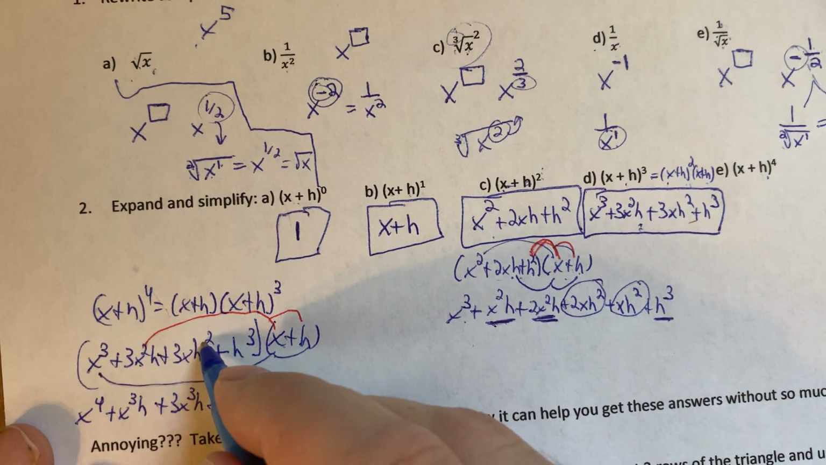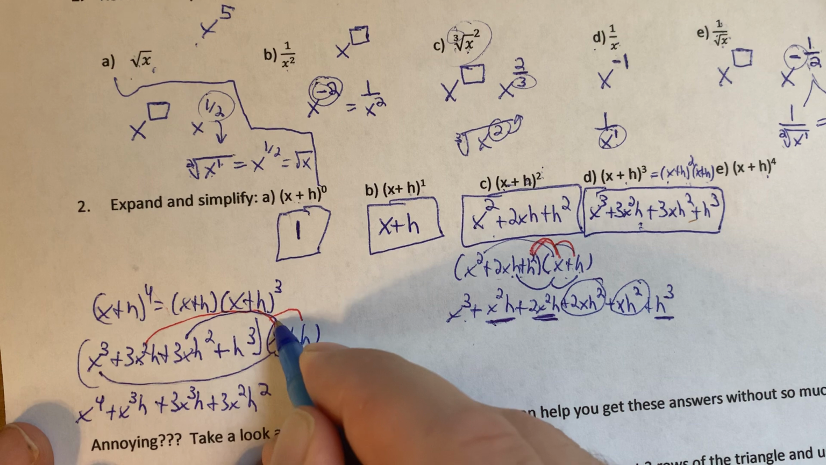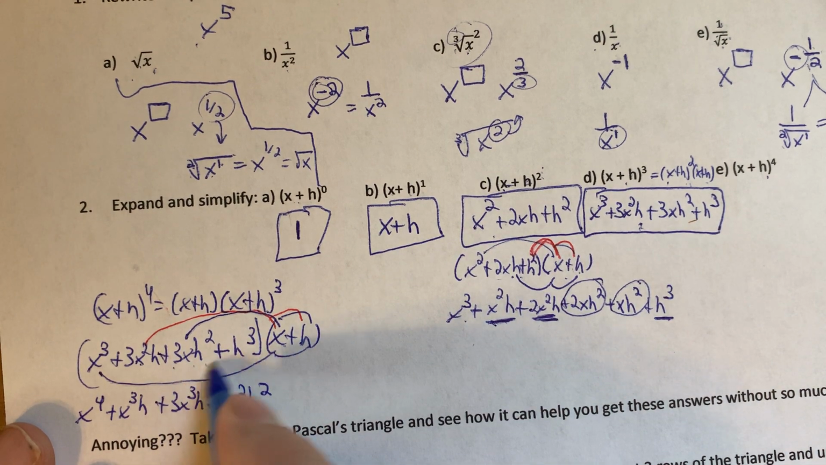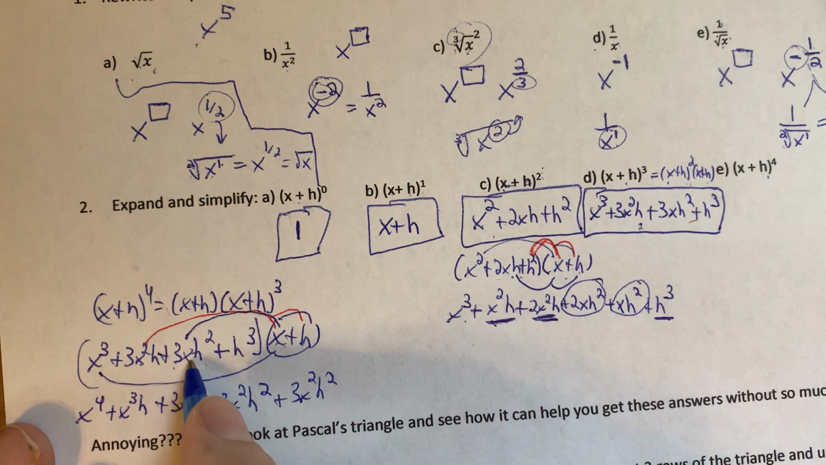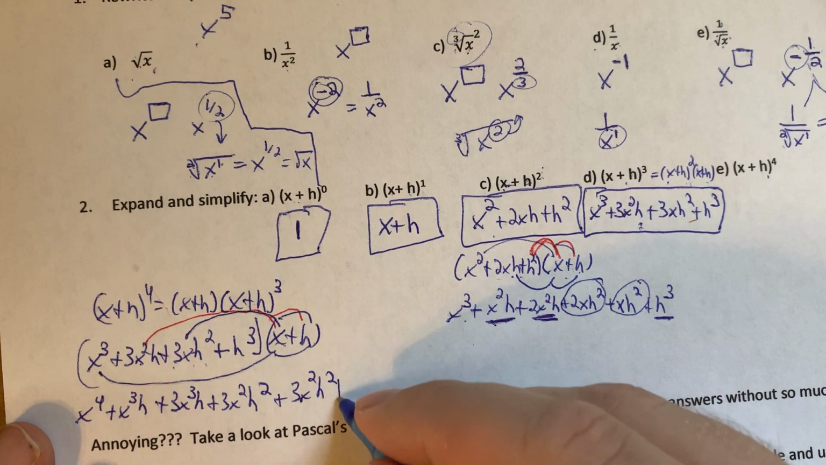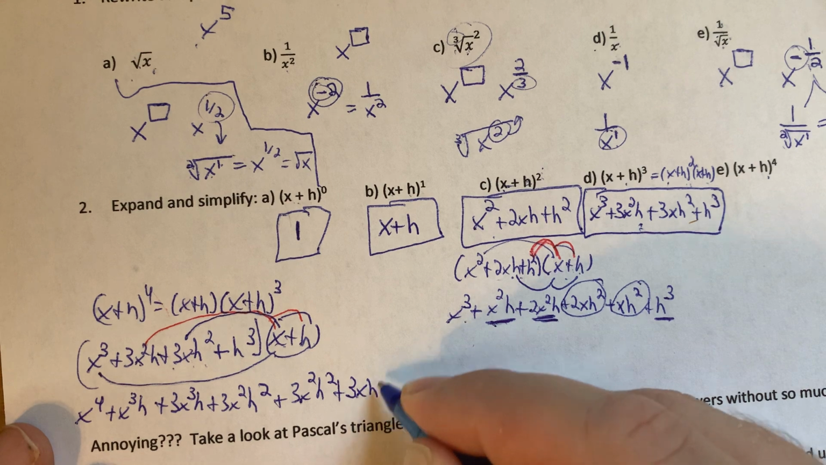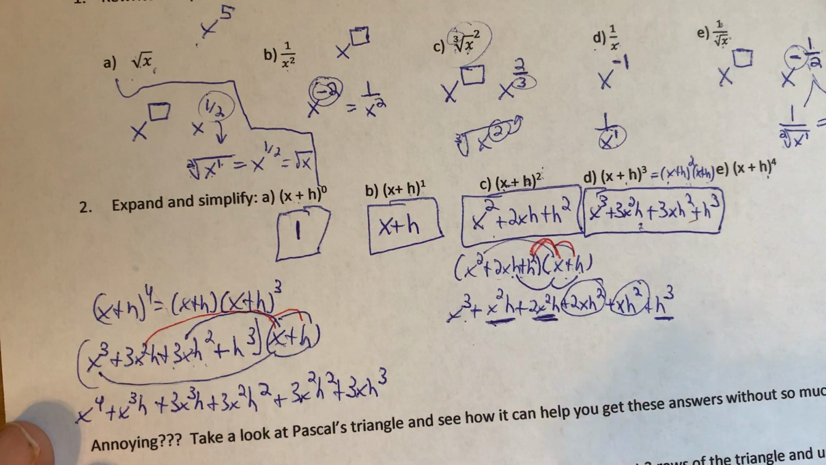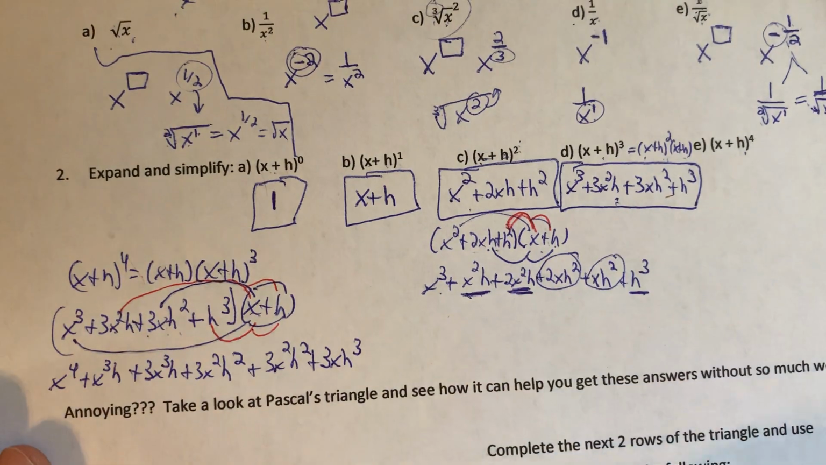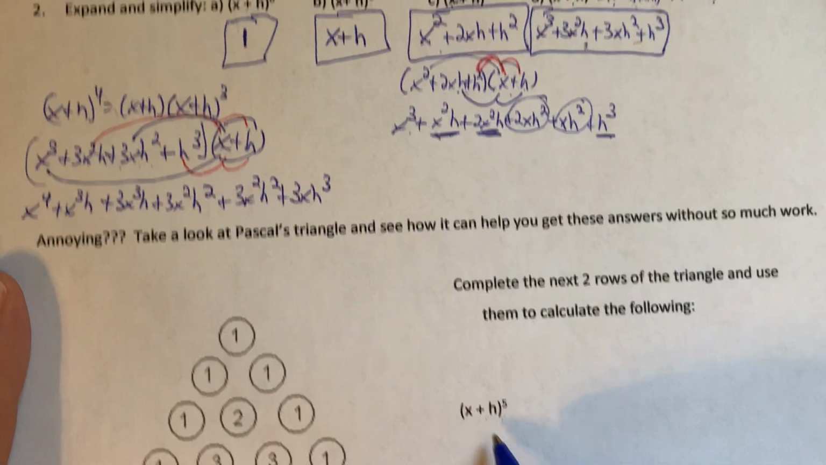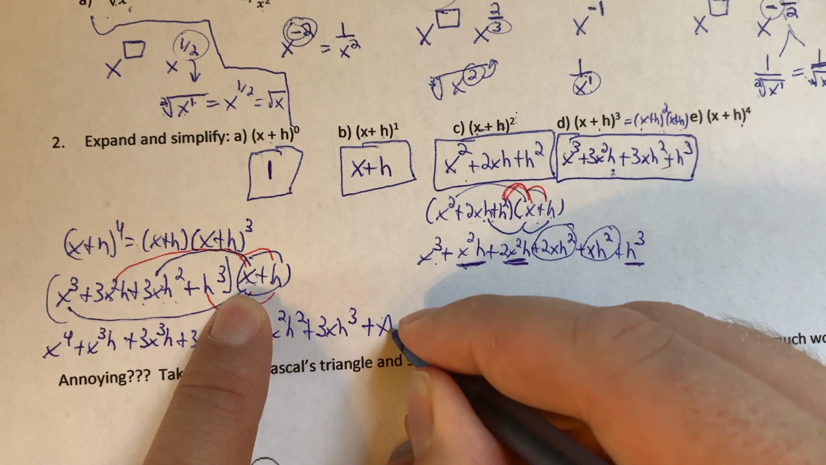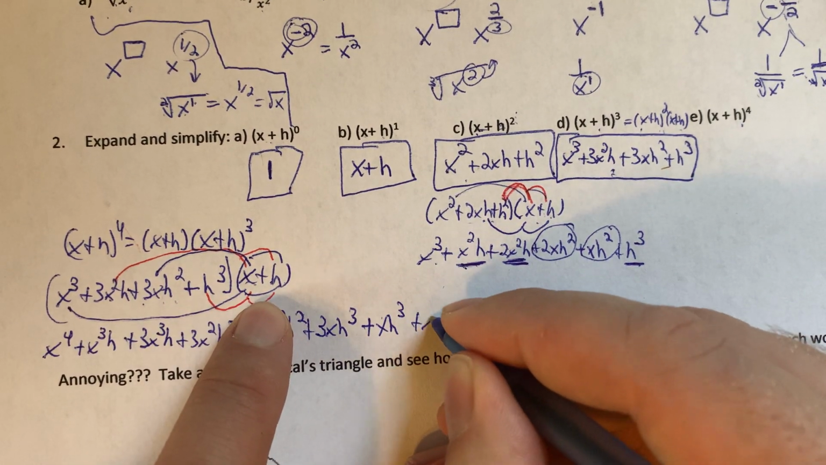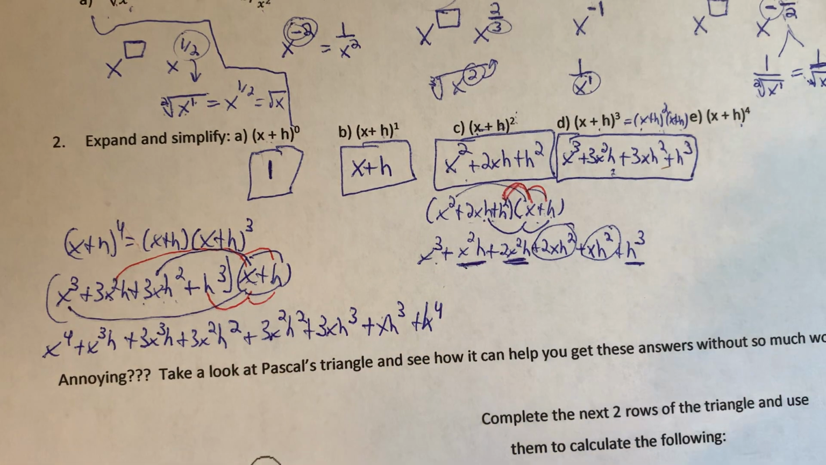Now we're going to have 3xh squared distribute. 3xh squared times x is 3x squared h squared. 3xh squared times h is 3xh cubed. And last, we have the h cubed that's going to need to distribute. Whew, this is getting ugly. I really don't want to do this next one down here. That's x plus h to the 5th. It's getting harder and harder. So this is xh cubed plus h to the 4th.